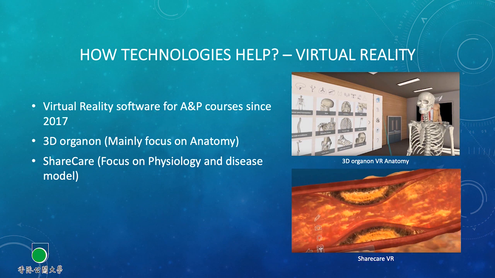The two software packages that we use are the 3D Organon and the Shared Care VR. The 3D Organon mainly provides the content for anatomy. From the screen capture on the top, you can see the skeletal structure of different parts of the body. Students can walk around the model to see the detailed structure of the human anatomy.